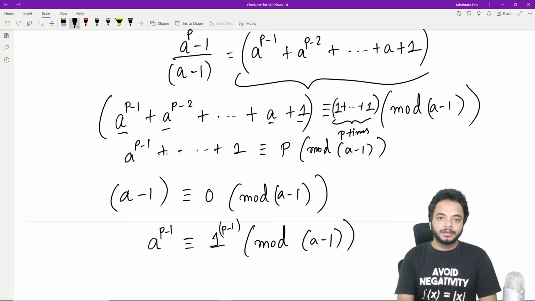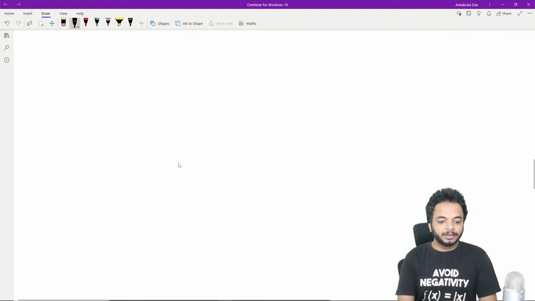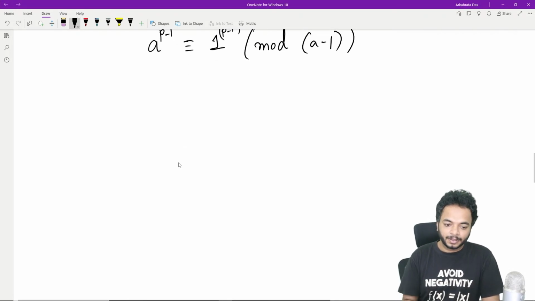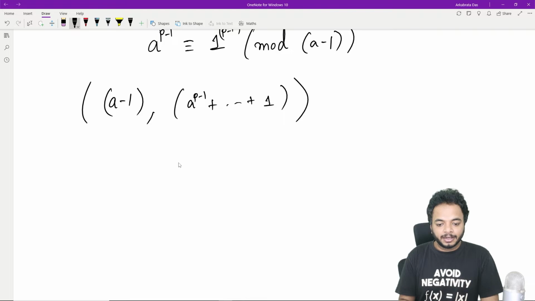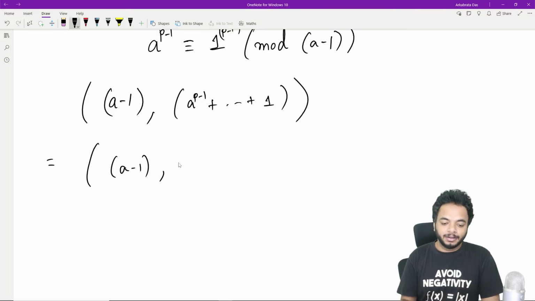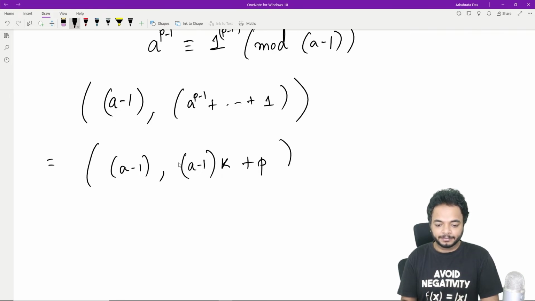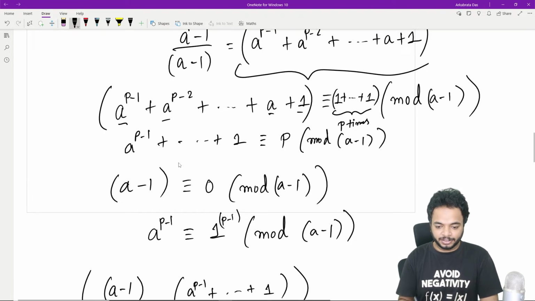Now let's come to the GCD part. We have to find the GCD of a minus 1 and a to the power p minus 1 plus dot dot dot till 1. I can write this number as a minus 1 times some integer k plus p, from this relation here.